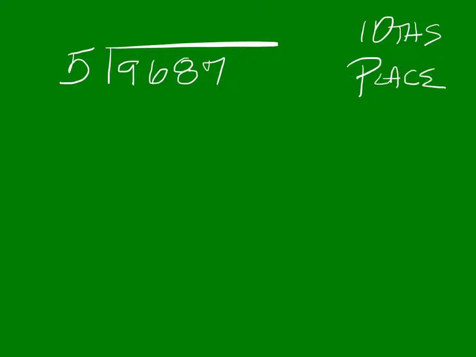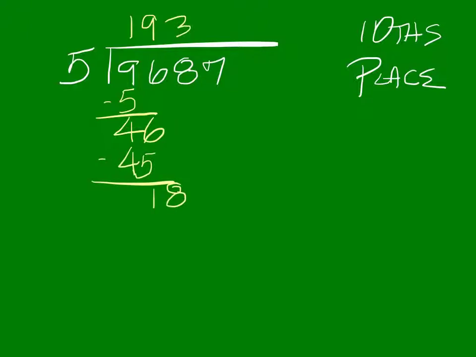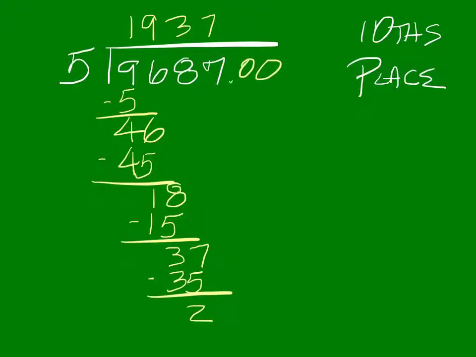On the practice problem, 5 goes into 9 once, with 4 left over, and drop the 6. 5 into 46 9 times with 1 left over. Drop the 8. 3 times for 15 with 3 left over. Drop the 7. And that'll give us a 35 with 2 left over, and we must have a decimal point with 2 zeros. 5 into 20 4 times. And you can't go any further than that. So it's 1937.4.